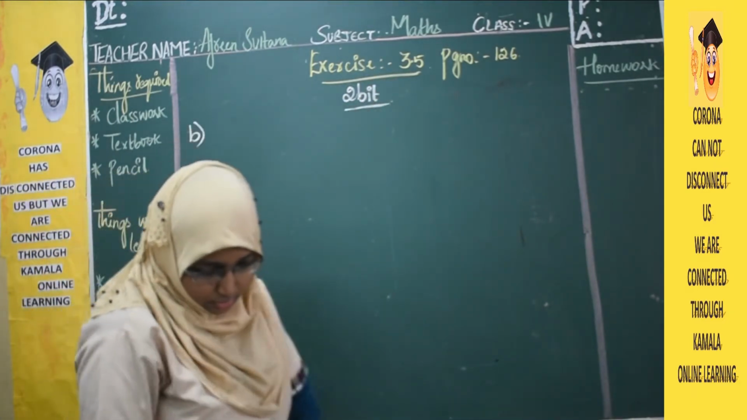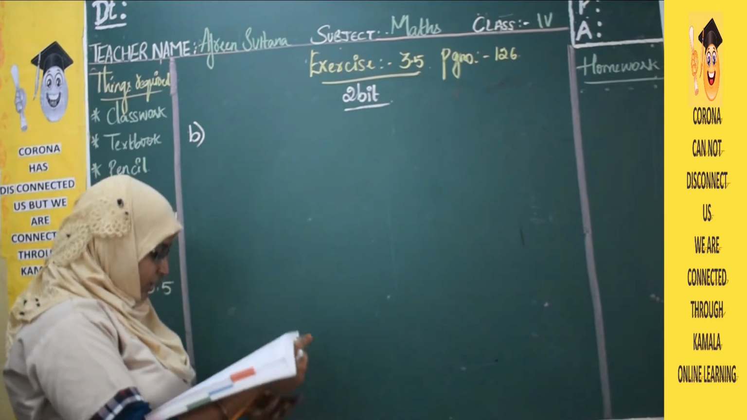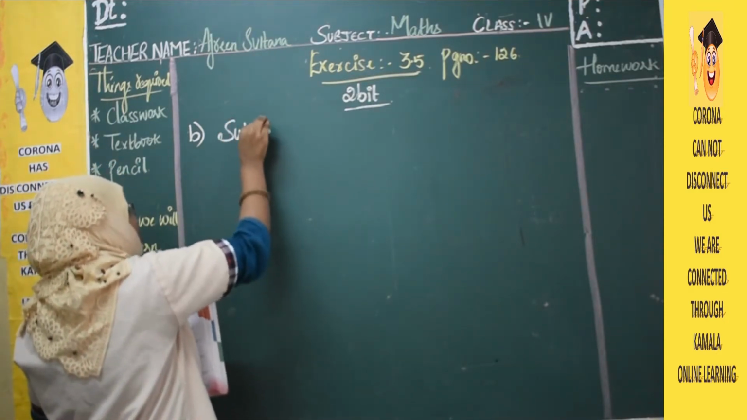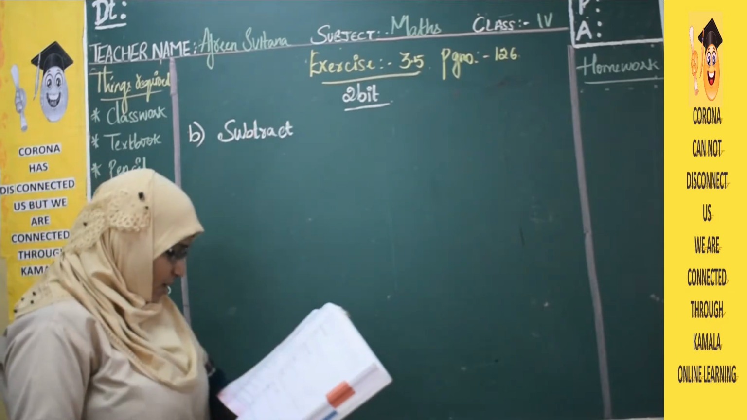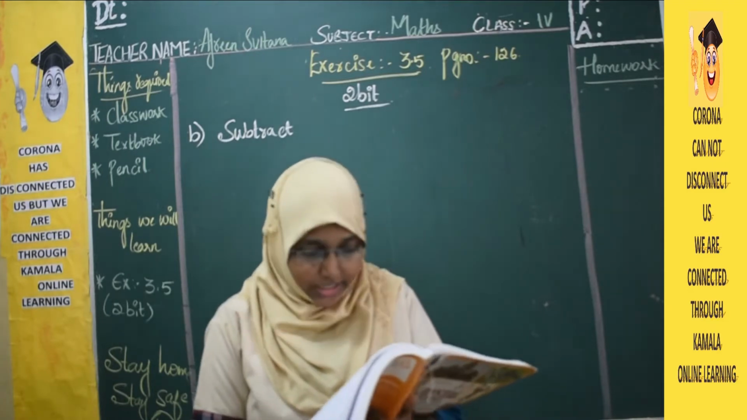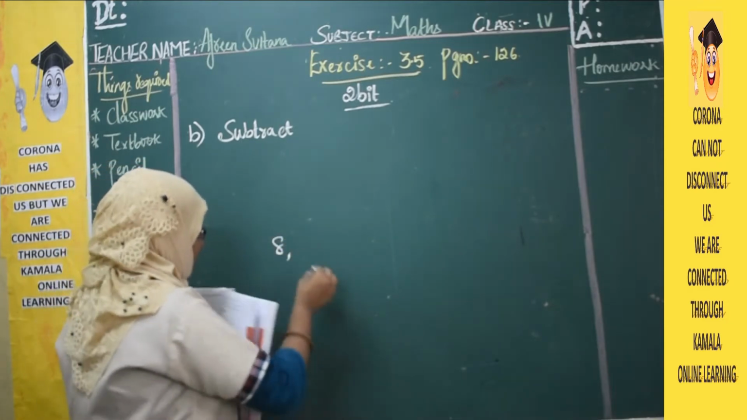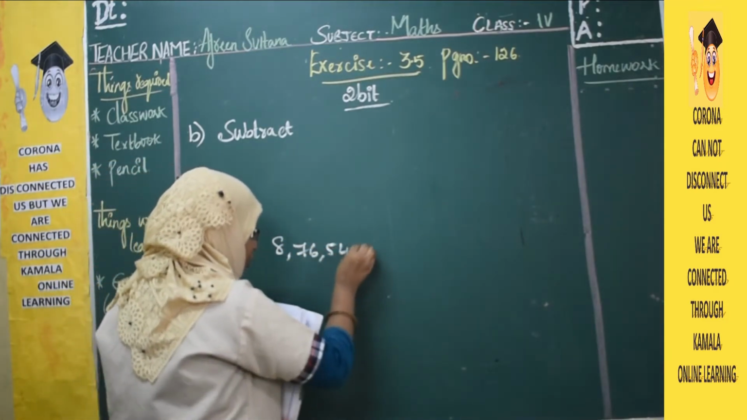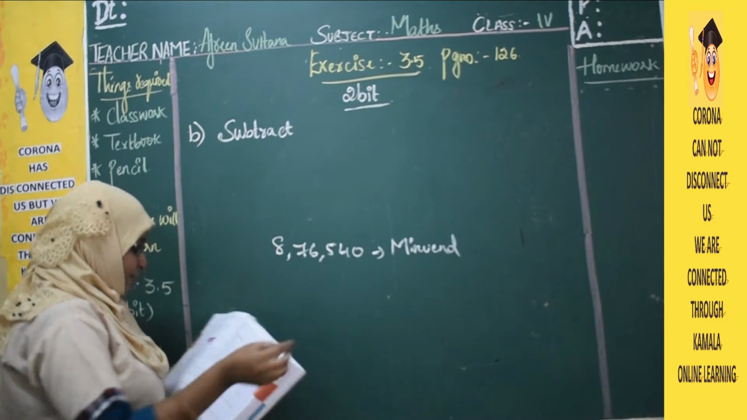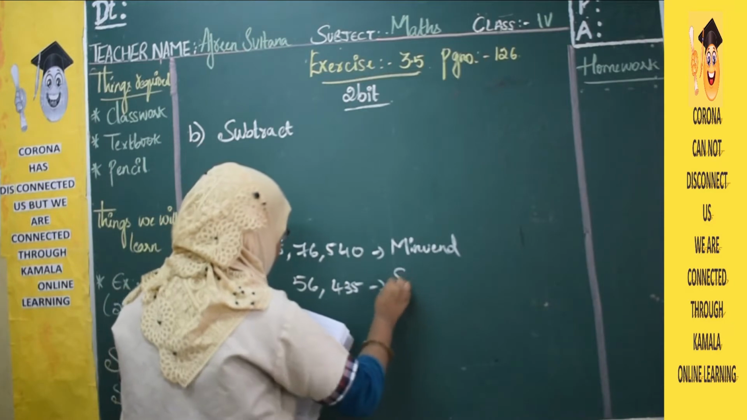B bit. Yes, see what values are given. 56,435 means we have to subtract 56,435 from 8,76,540. So 8,76,540 is our minuend, and 56,435 is our subtrahend. Okay.